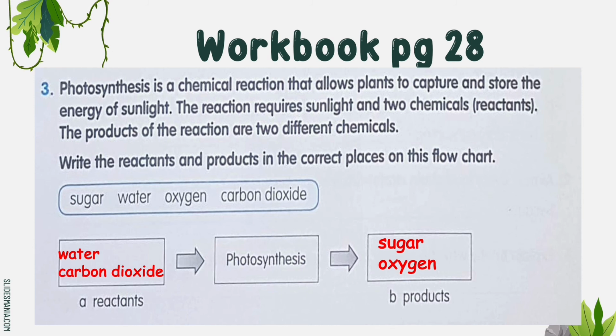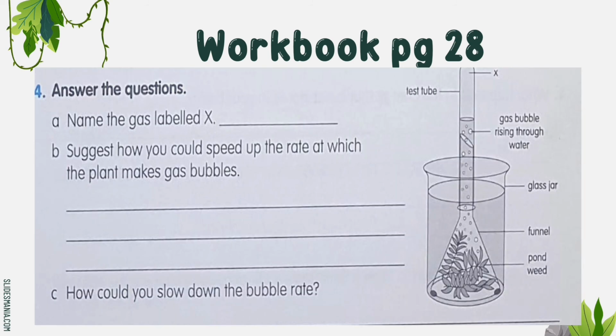Now we go to the last question, the 4th one. The experiment I just showed you, they have drawn the diagram over here. You can see the pond weed or any plant which grows in water. There is a funnel kept on top of it, inside a glass jar, and the test tube is there, and you can see gas bubbles rising up. Name the gas labeled X. What is the gas being collected at the top? Yes, it is oxygen, because plants give out oxygen during photosynthesis.